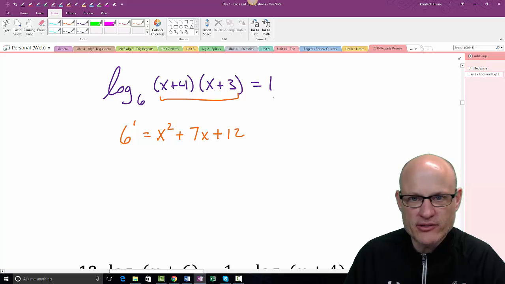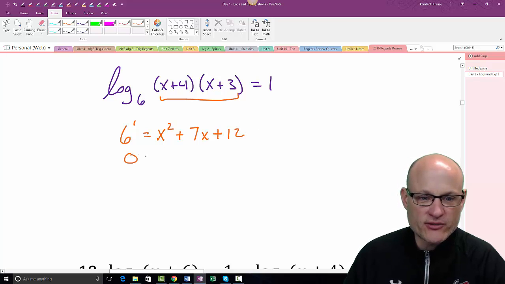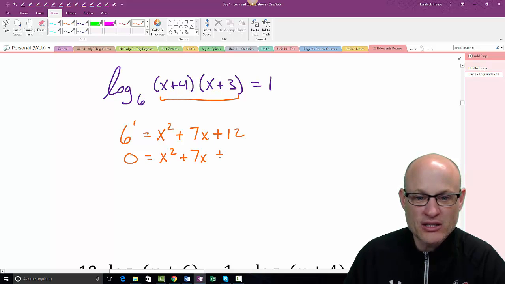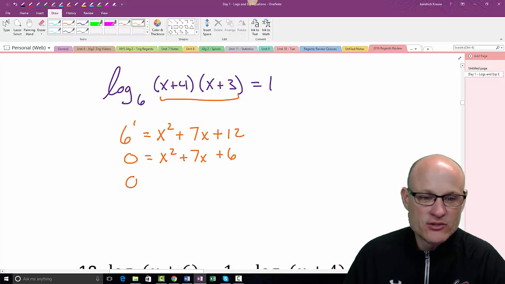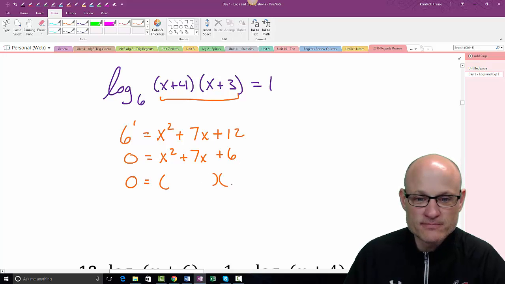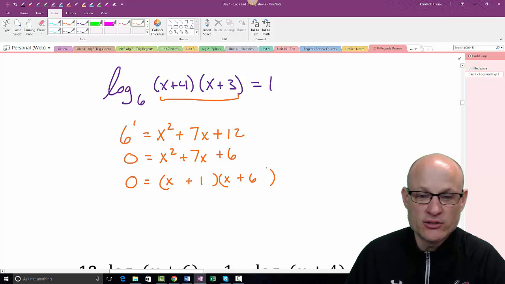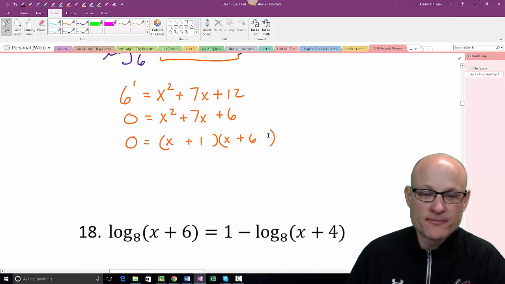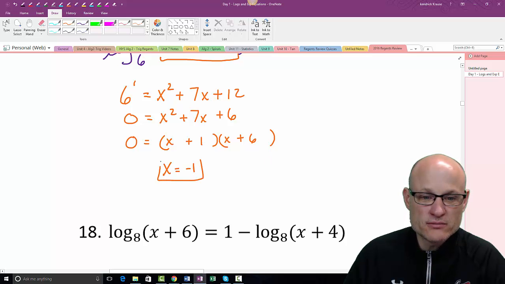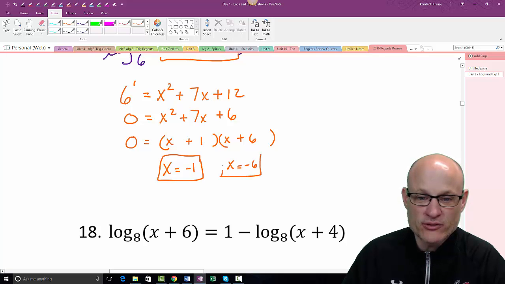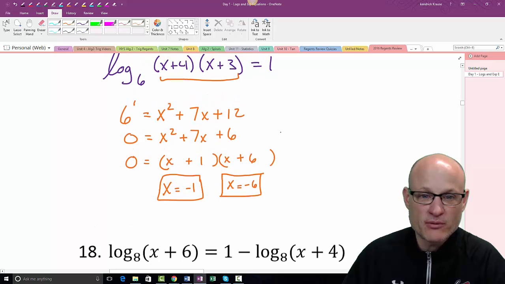If you can't double distribute, it's time to learn. Subtract 6, I get 0 is equal to x squared plus 7x plus 6. Now we factor: x plus 1 and x plus 6. Going to have two negative answers again. So this one gives me x equals negative 1, and this one gives me x equals negative 6. I've got to really check those.